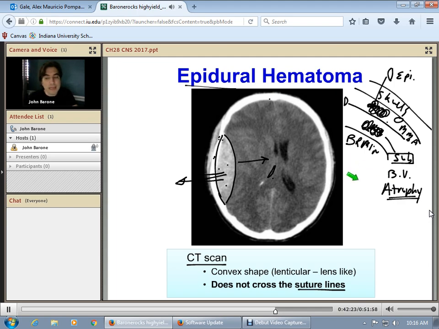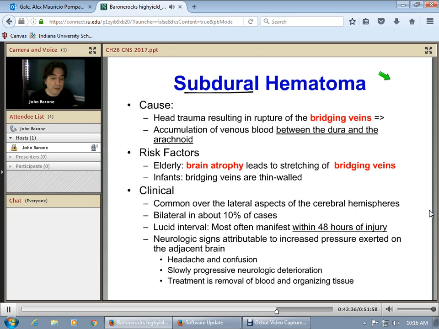Now, what does it look like? It looks like a crescent moon. Subdural is a moon. Subdural is a moon. Epidural is a lens. Epidural is a lens. You've got to know these shapes. They really like to show these on Step 1, Step 2, Step 3. When you do your ear rotation, they're going to show it to you and ask you what it is. You need to know these.